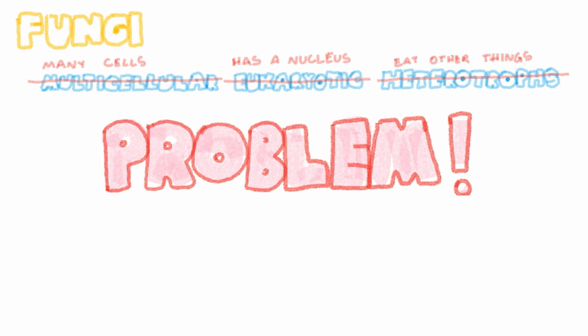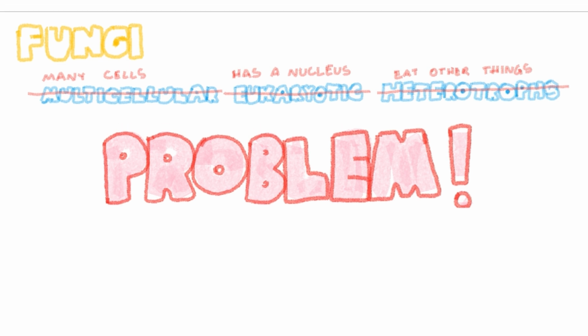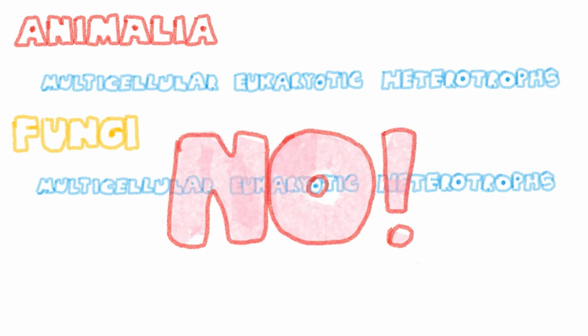Not again. Let's see where we went wrong this time. Multicellular eukaryotic heterotrophs. Wait a minute. Aren't fungi and animalia the same thing? No. They're not the same thing? Well, like I said, fungi are special.